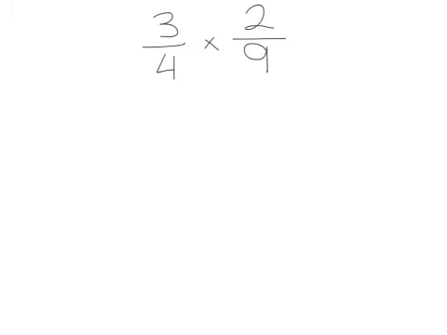Here we have 3/4 times 2/9. 3 and 9 appear in the same times table and can be simplified. So rather than having 3/4 times 2/9, I'm going to simplify and say that 3 goes into 9 3 times, and it goes into 3 once, so this can be a 1 and this can be a 3. So I've now got 1/4 times 2/3.